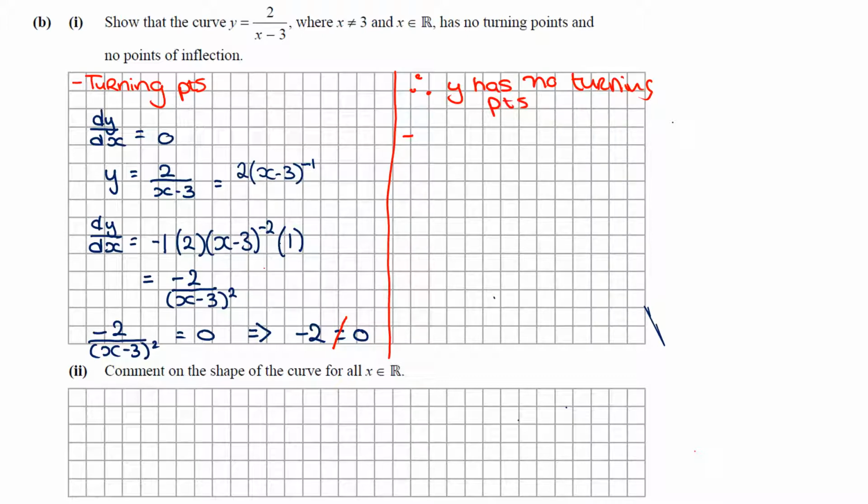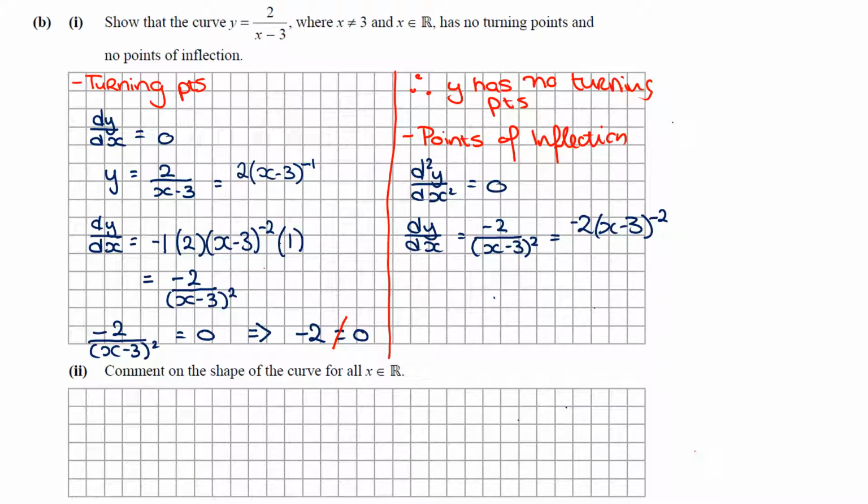The second thing we're asked to do is points of inflection. So for points of inflection, we would let d squared y dx squared equal 0. So we want to take our dy dx, which was minus 2 all over x minus 3 squared. I'm going to write this again using the chain rule just to make life that little bit easier. I know people might want to multiply it out and use the quotient rule, and that's absolutely fine.